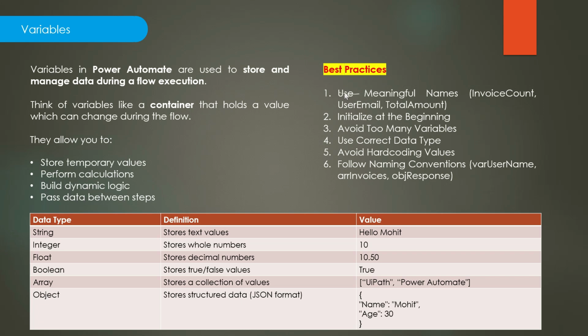Let's talk about some best practices while working with variables. Always use meaningful names like invoice count or user email, and initialize variables at the beginning of your flow. That's a very good best practice. Also consider avoiding too many variables, correct? And always use the correct data type. That's one of the very important things to know. And the last, follow proper naming conventions like var username, arr invoices, that is for array, and the last, obj response, that is for object.